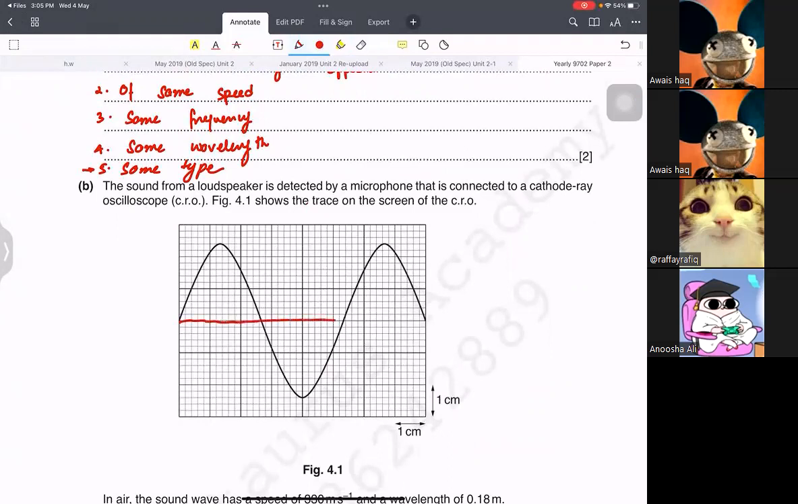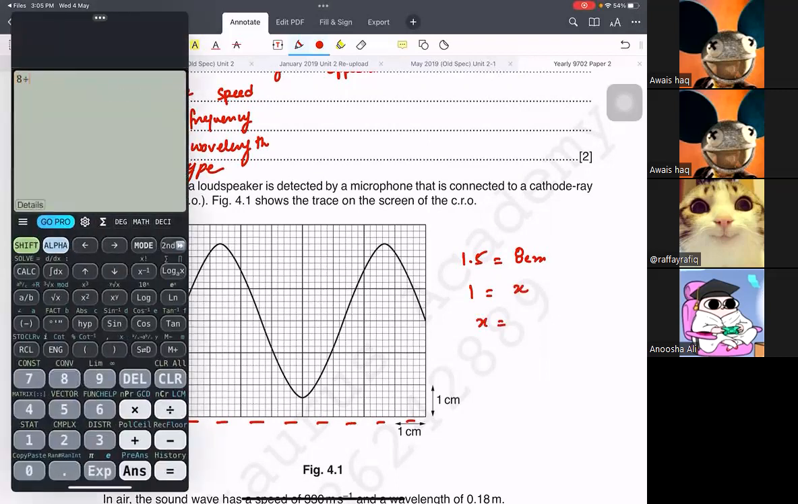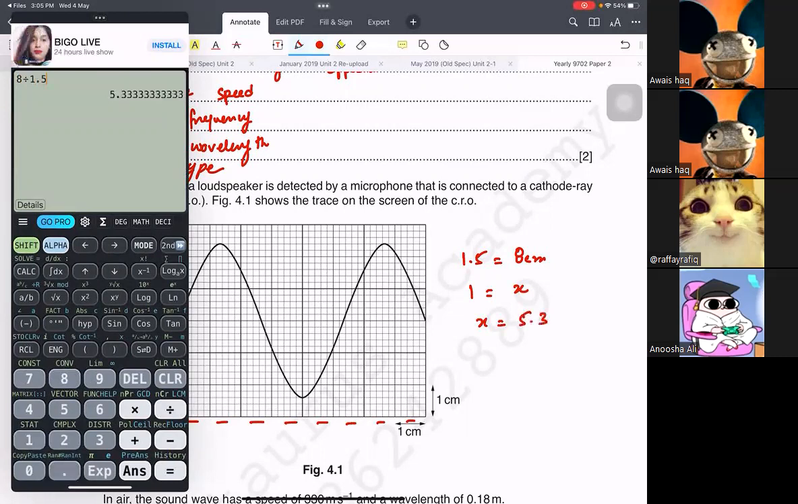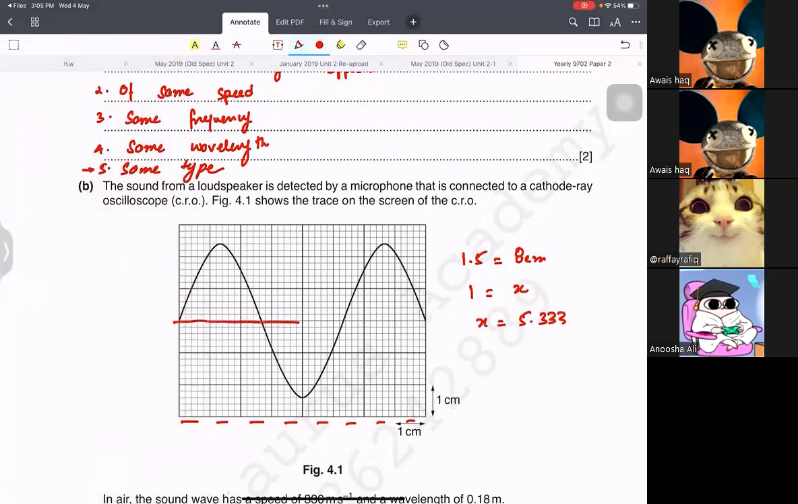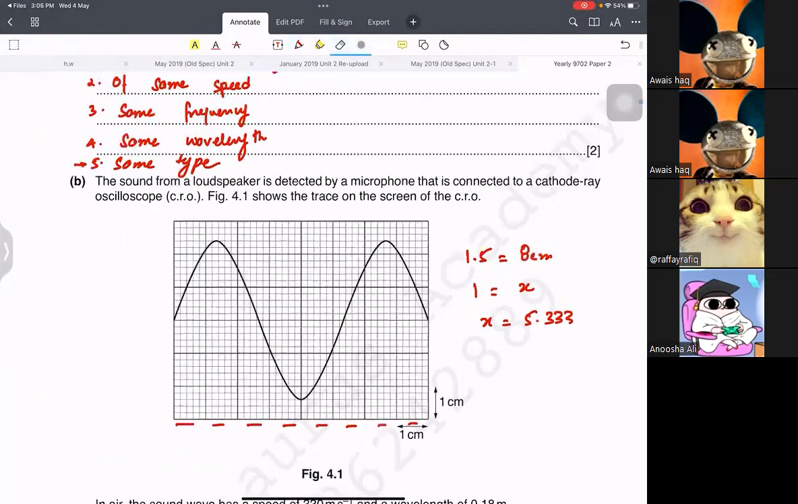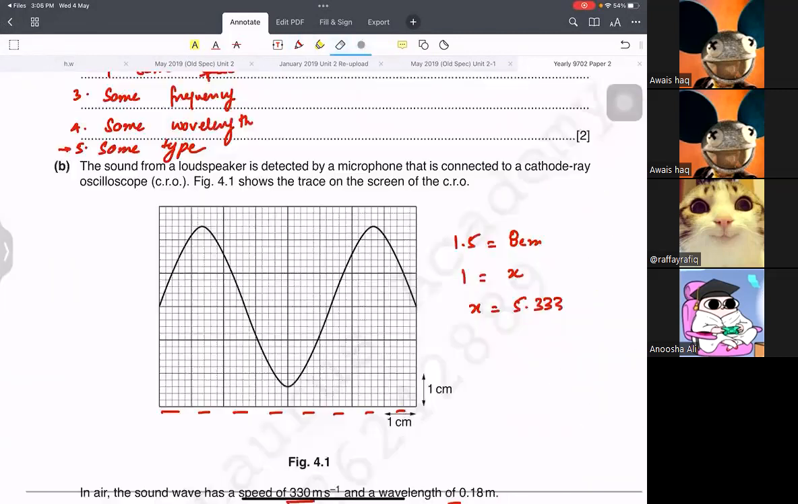I can take it like this, and this is 1.5. So total length that they have shown is 1.5 waves, which is equivalent to 1, 2, 3, 4, 5, 6, 7, 8. So 1.5 waves are equal to 8 centimeters, right? So one wave will be equivalent to, you can cross multiply, 8 divided by 1.5, about 5.33. If you try to do it with one wave, it will be very difficult because you don't know exactly where this point is. So that's why I would say don't do it.